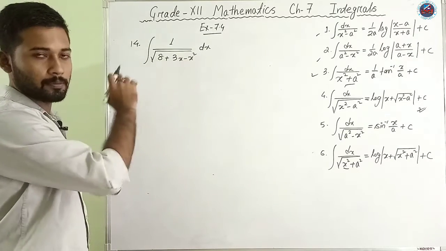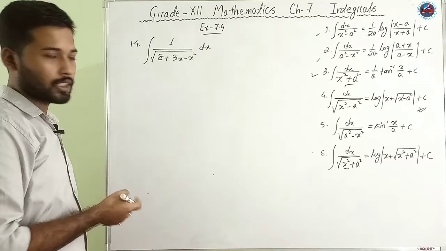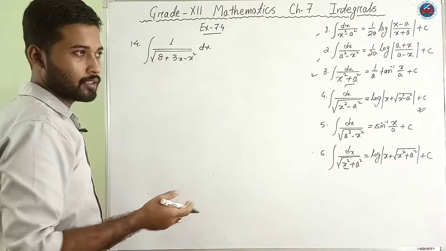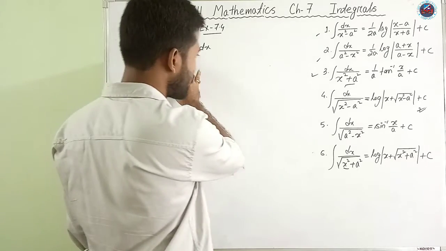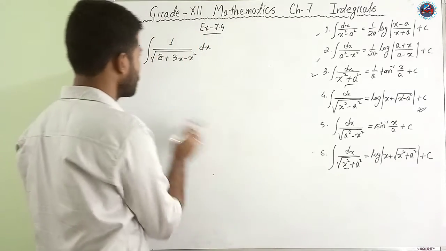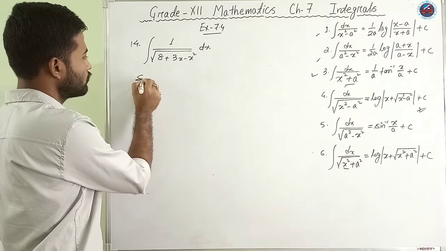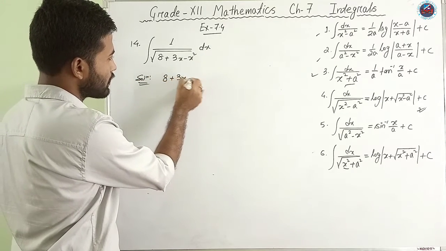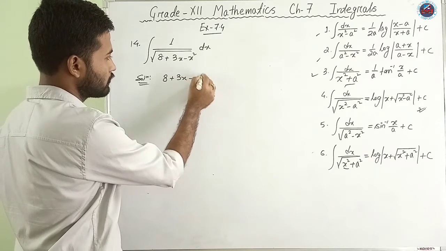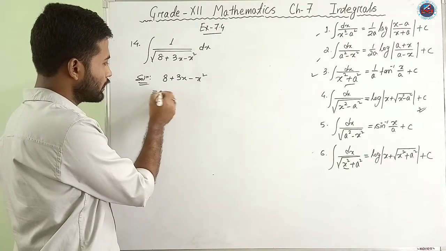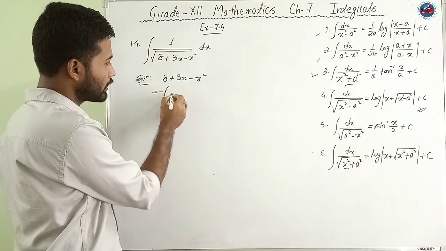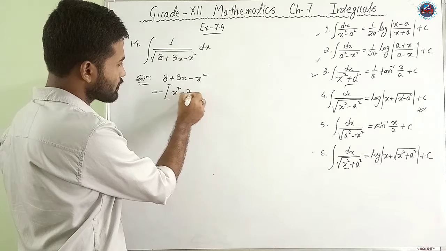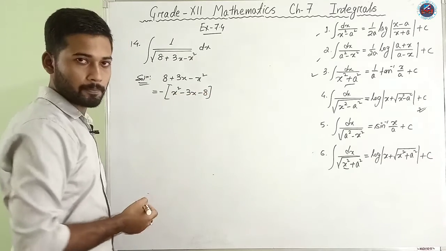This is also the previous form, that is the form 2 that I have shown, but the difference is that here we shall see that we are getting a different formula, not this. Okay, so what to do? At first you take this out, 8 plus thrice x minus x squared. Now next take the minus 1 common, or take the negative common, so we shall have x squared minus thrice x minus 8. Fine.